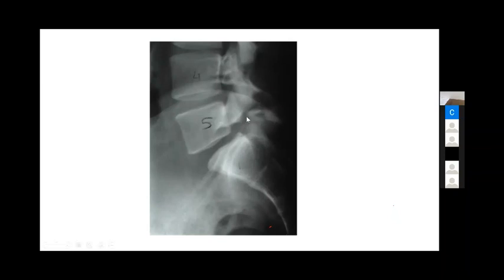Is it going to be helpful in deciding how you manage them? So there is a pars defect, definitely, and there is instability. So is flexion extension going to add anything further? You probably need to get an MRI scan, isn't it? To assess if there is any disc or nerve root compression. That will give us more information on how bad the disc is.